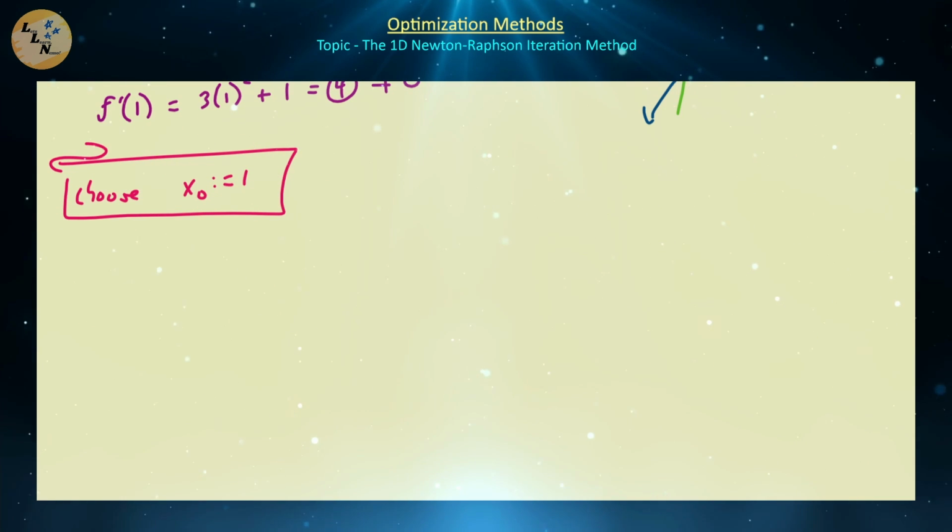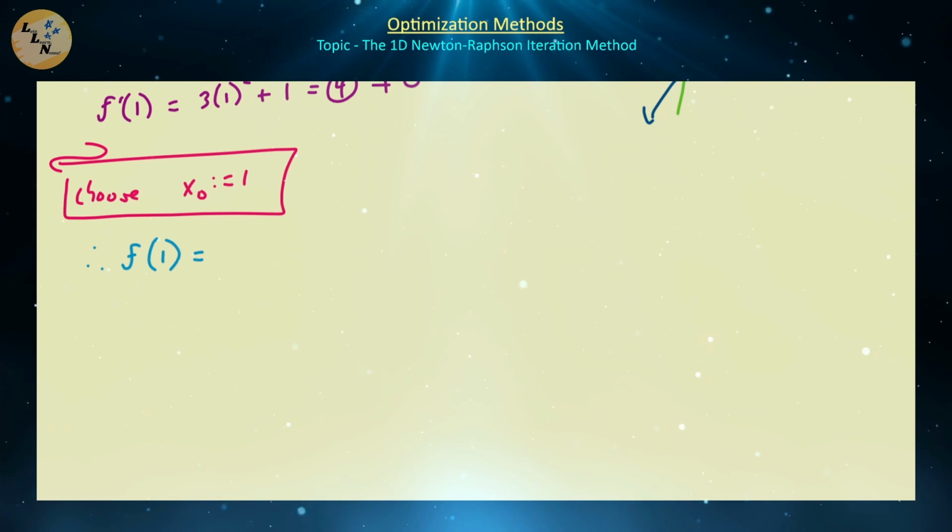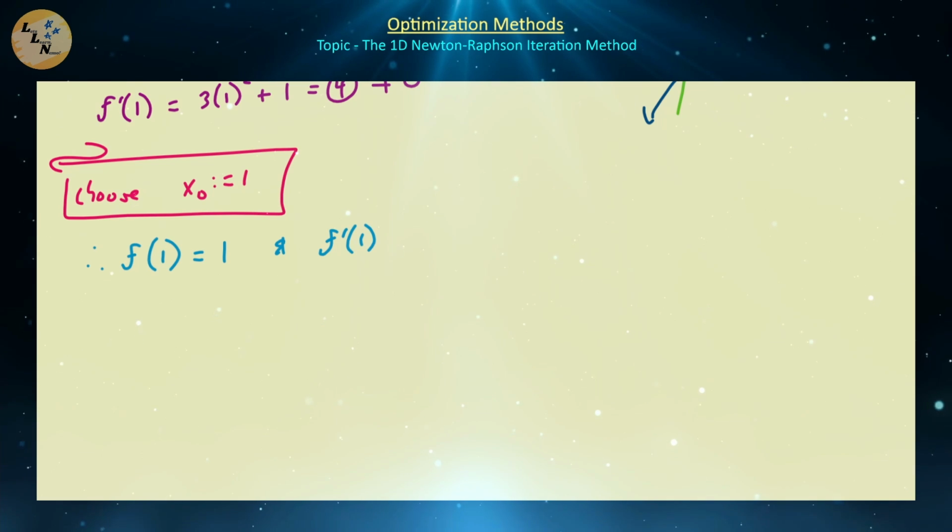I'm not claiming that, but as long as it's relatively close to the solution and the derivative is not 0 there, it should work out fine. So we've already found, or one can find, that f of 1 is going to be equal to 1, and f prime of 1 we've actually already found to be equal to 4, which is not 0.